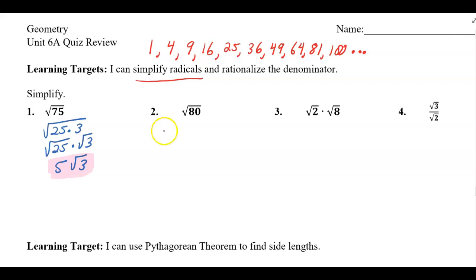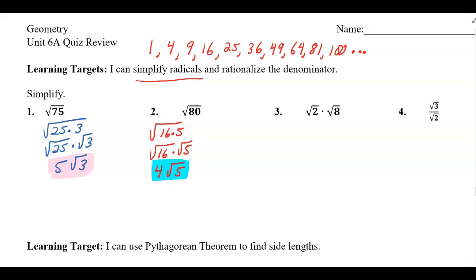For problem 2, the biggest perfect square is 16. 80 is 16 times 5. That then is square root of 16 times square root of 5. And the square root of 16 is 4. So the final answer is 4 square root of 5.